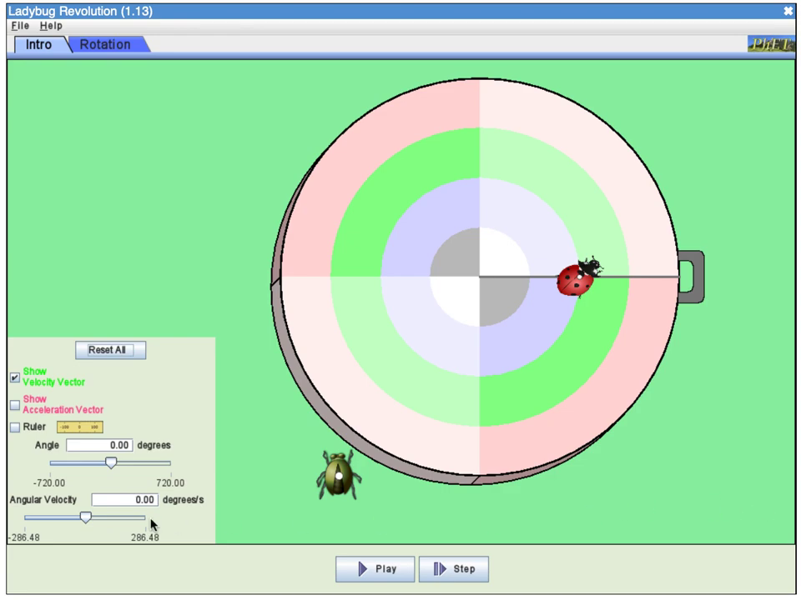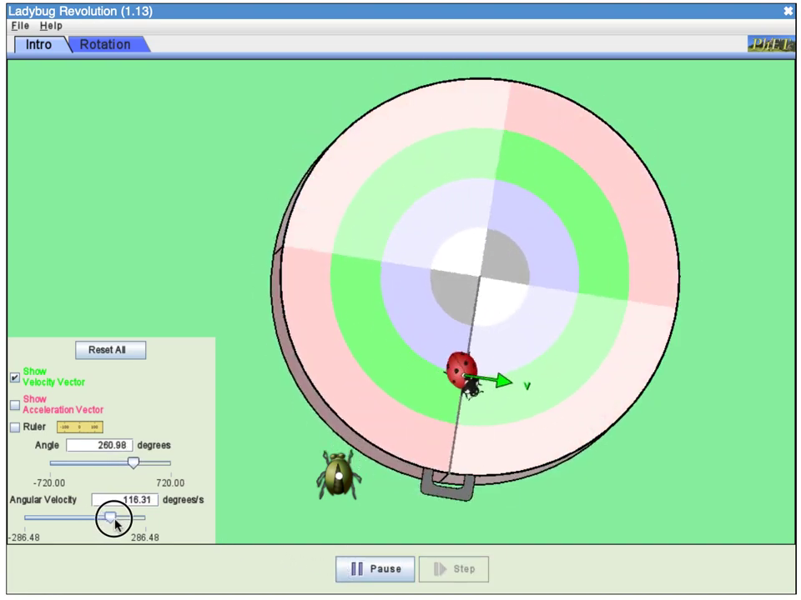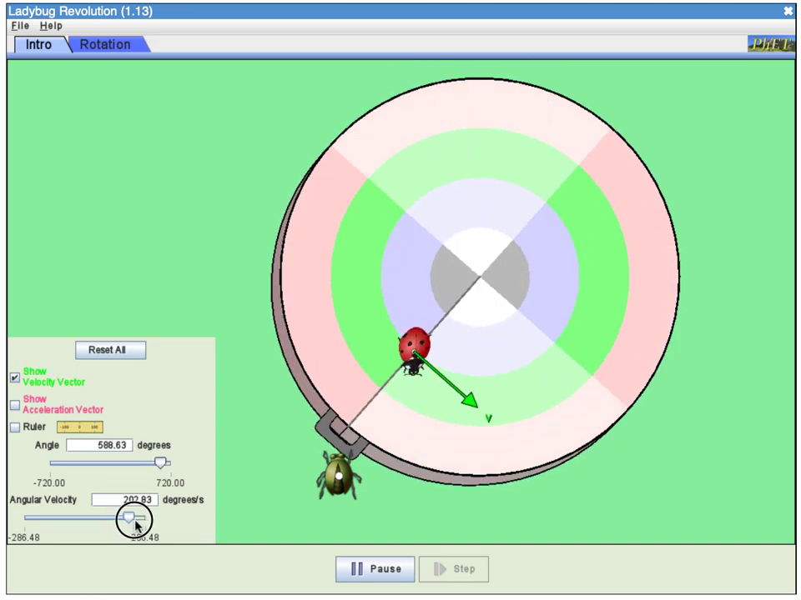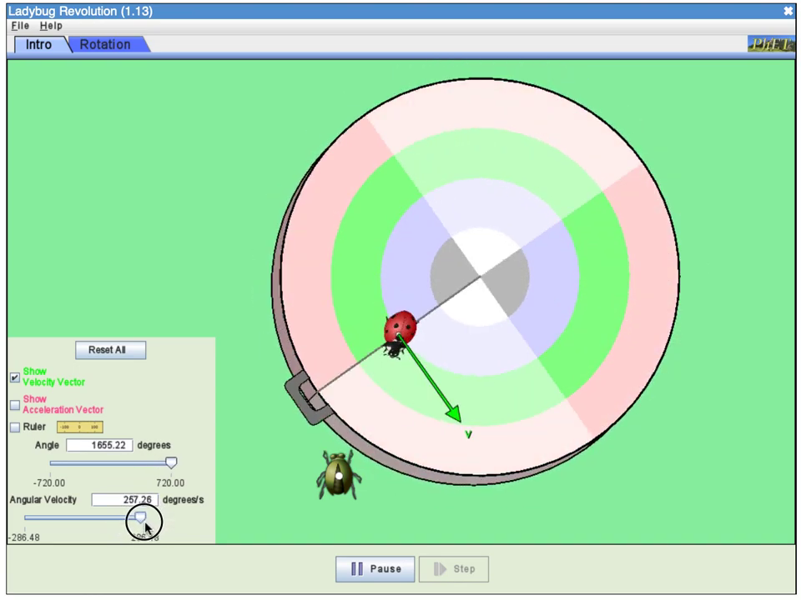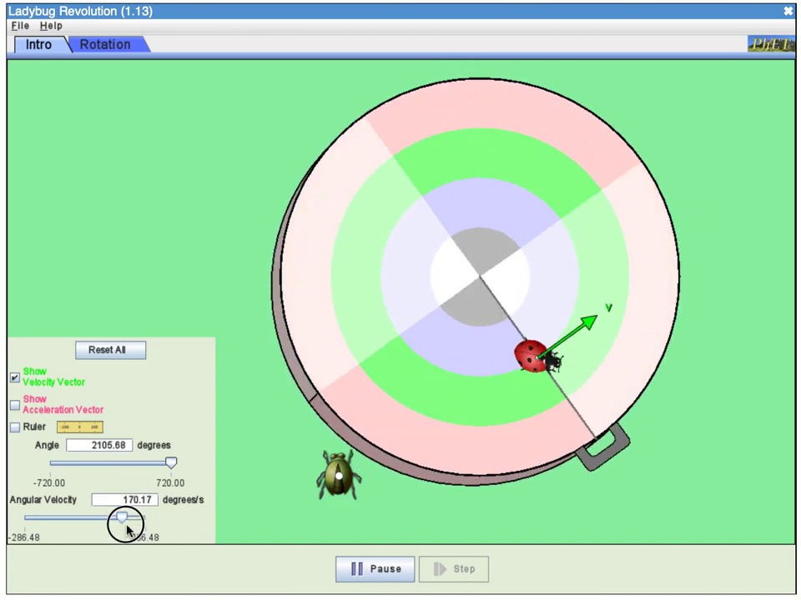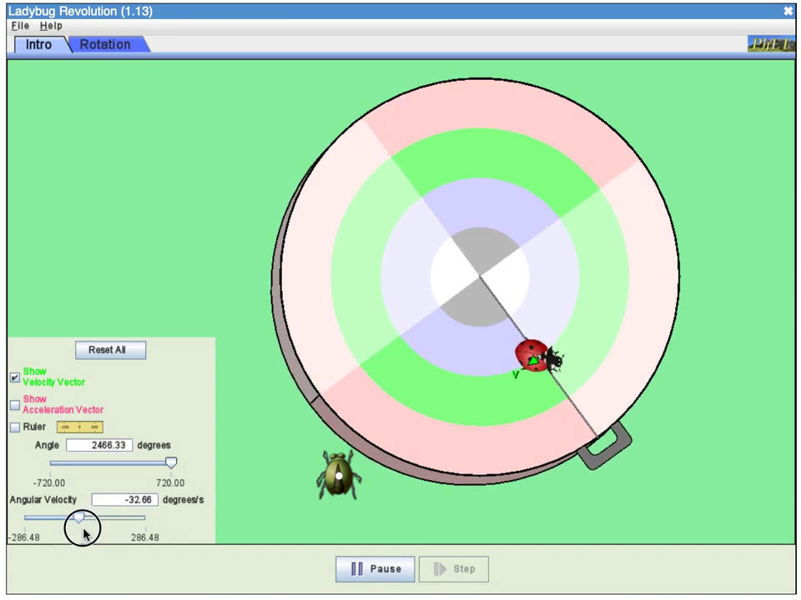The next idea that we're going to look at is what happens when a disk either speeds up or slows down. So let's just increase the velocity. And here, as time goes by, it's spinning faster and faster. And we can also slow it down so that as time goes by, it slows down. And it can even change direction.